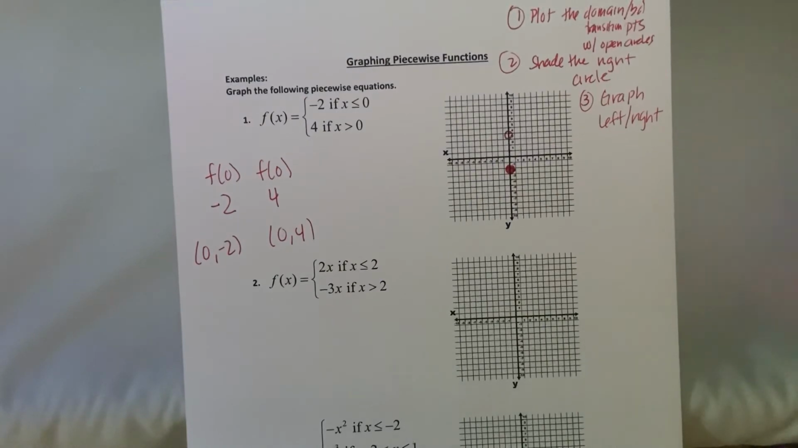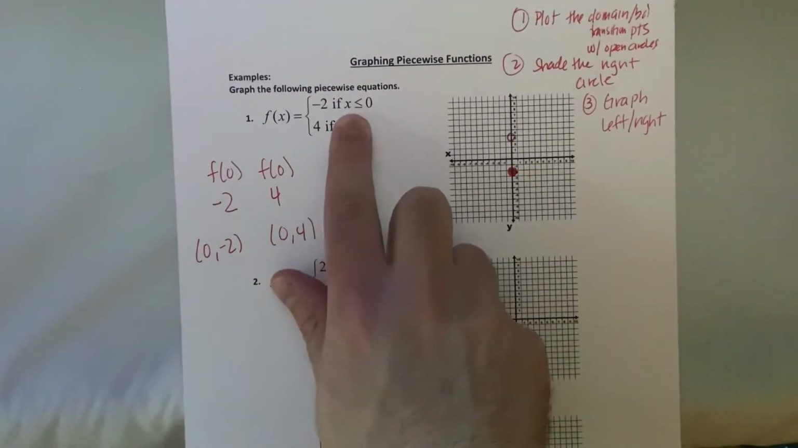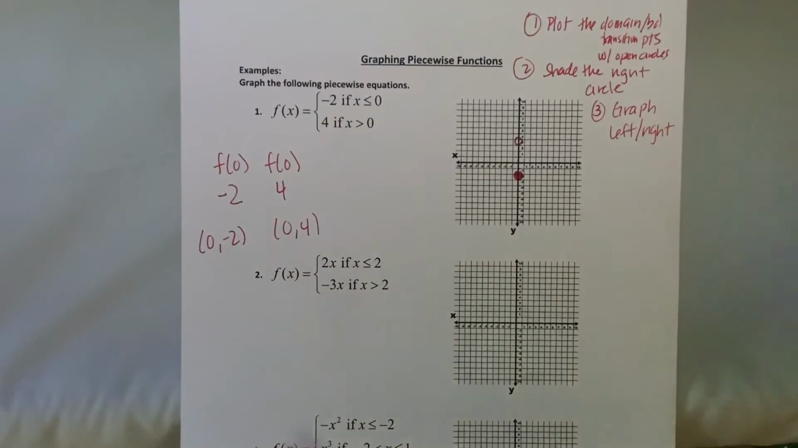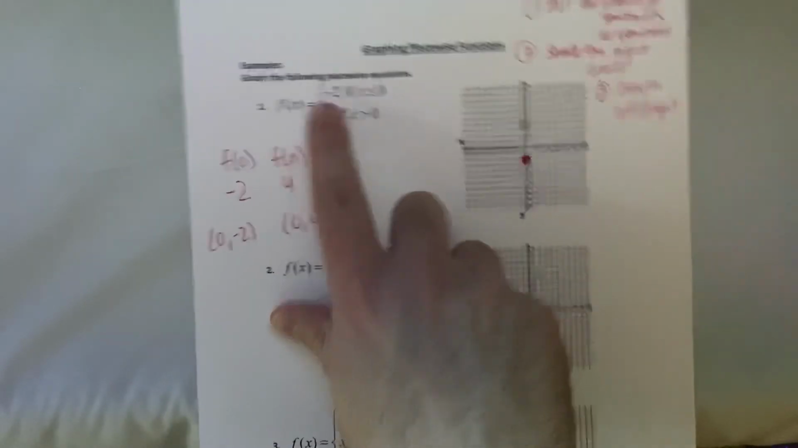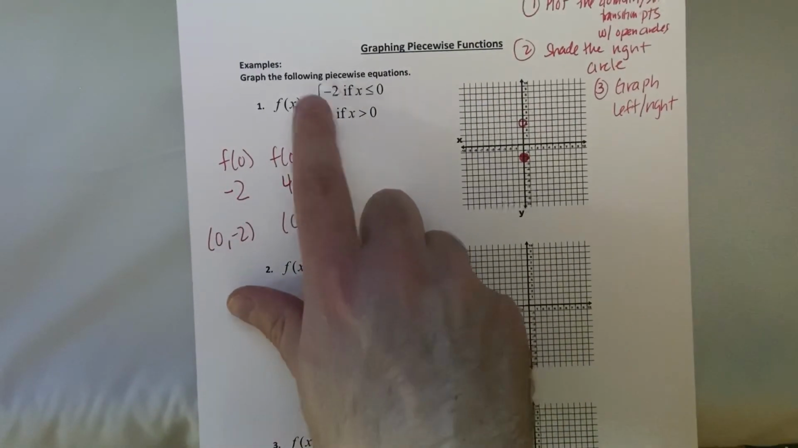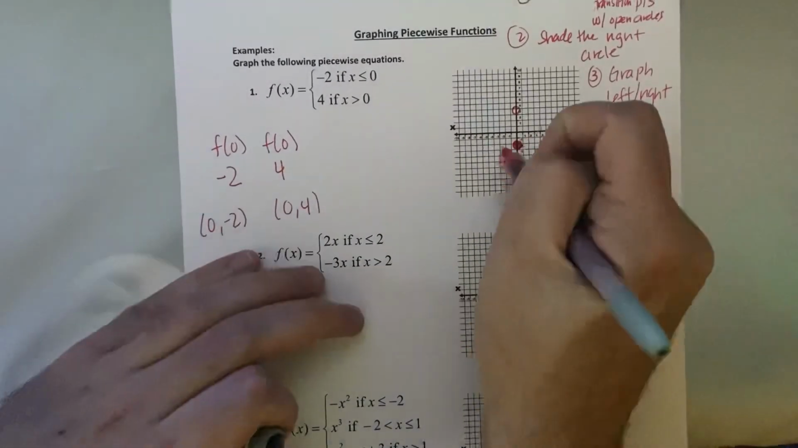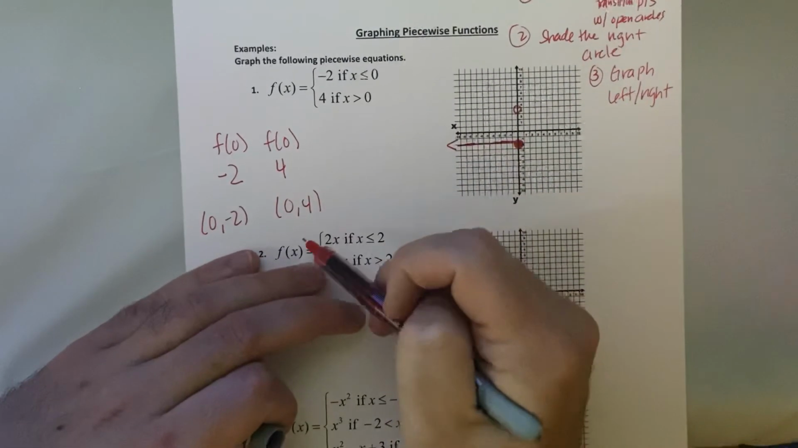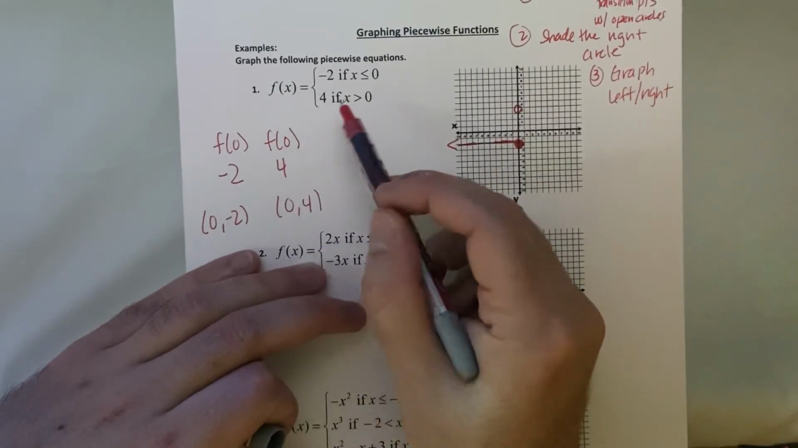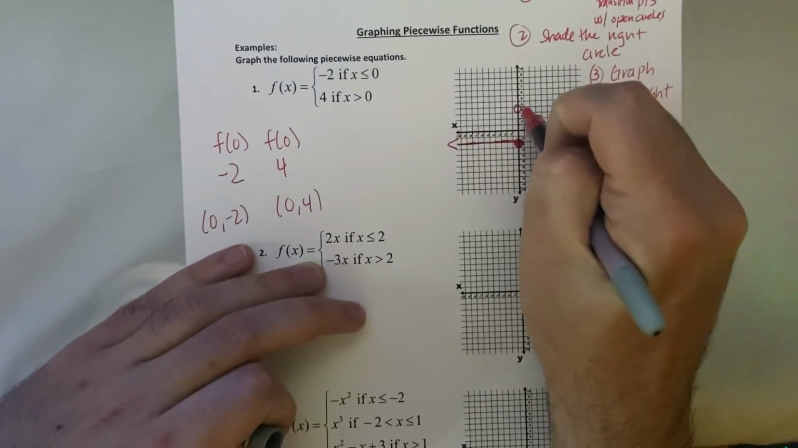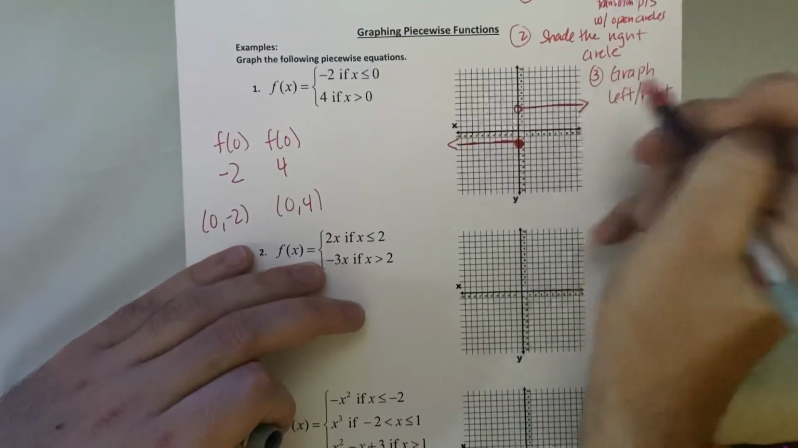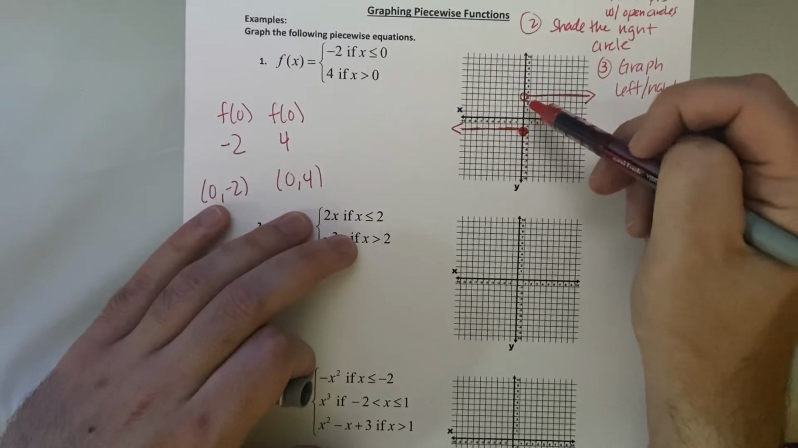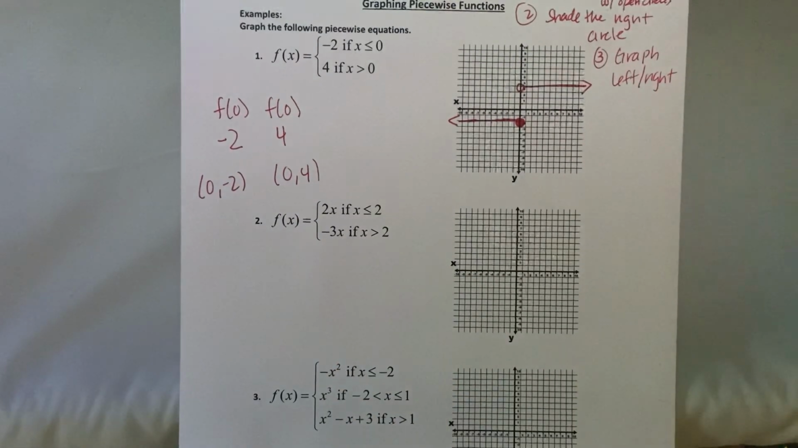Now, it says graph to the left or the right. Less than means to the left, greater than means to the right. So which one has the less than? Negative 2. So I'm going out to the left from negative 2 following this function. This is a constant function, which means it is a horizontal line to the left. And this is also a constant function at 4, and since it's a greater than, it's going out to the right. So this is what a piecewise function looks like. It behaves like one function, has a transition point, and then it behaves like another function. And we'll do more in the next video.